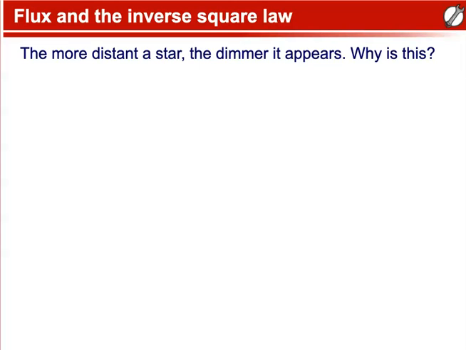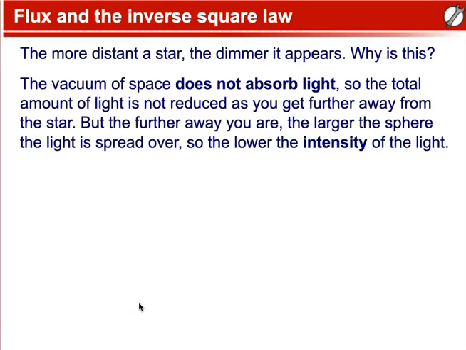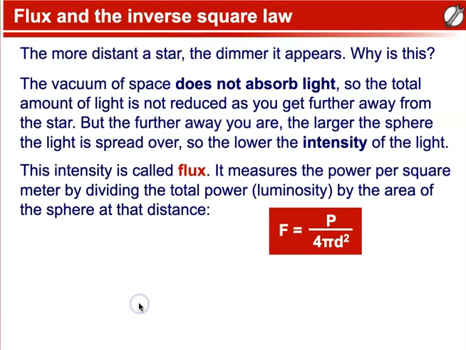Flux and the inverse square law. The more distant a star, the dimmer it appears. Why is this? The vacuum of space does not absorb light, so the total amount of light is not reduced as you get farther away from the star. But the farther away you are, the larger the sphere the light is spread over, so the lower the intensity of the light. This intensity is called flux.